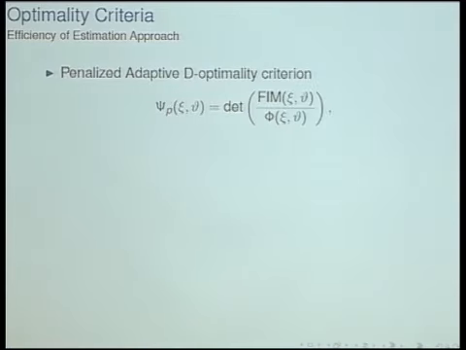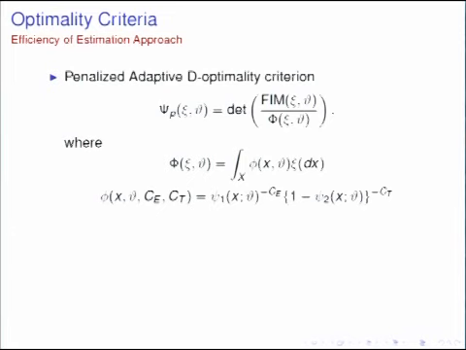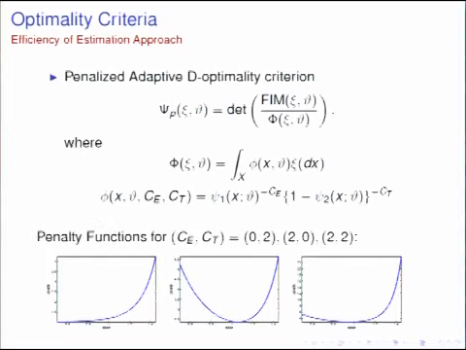And here it is. They do this in a similar way. It's the Fisher information matrix, determinant, but scaled. What is phi? That's an integral over phi, small phi, which is a penalty. Small phi is a penalty function. Where is this thing? Here. That's the penalty function. It depends on two extra parameters, CE and CT, for efficacy and toxicity. And various shapes of these functions are shown here depending on CE, CT.